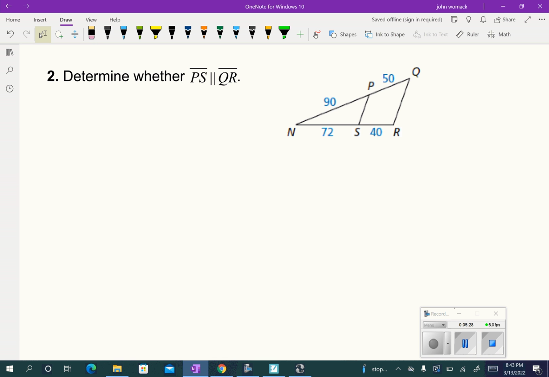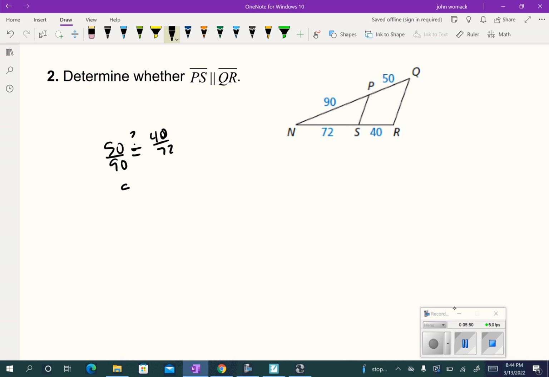This is using the converse theorem, right? So I know the length of the segments and I want to find out if they're parallel. If I set up the ratio, I'm going to go 50 to 90. And the question is, is that equal to 40 to 72? If it is, then the sides have to be parallel. If not, then they're not.